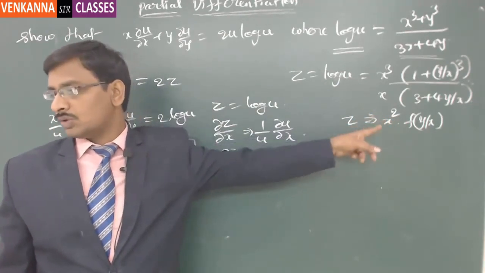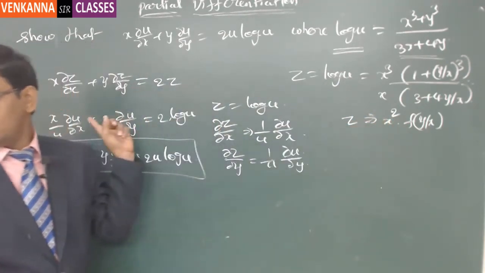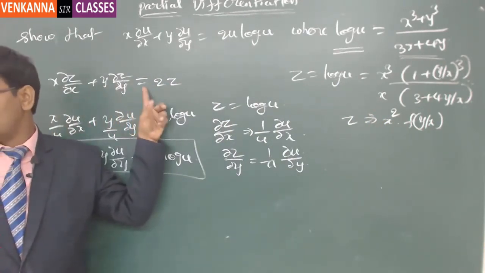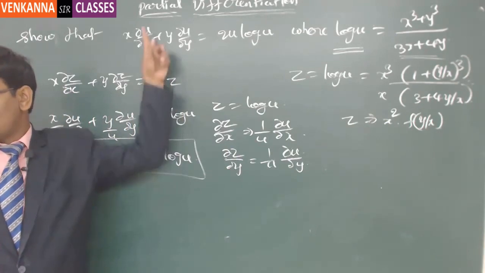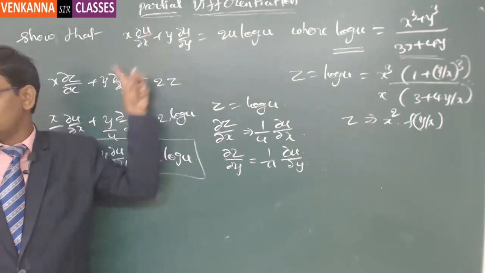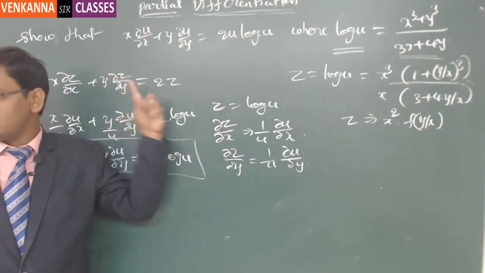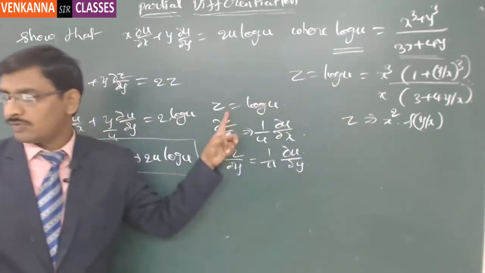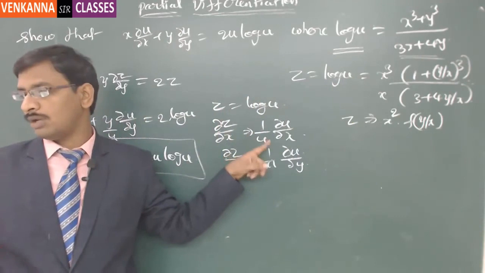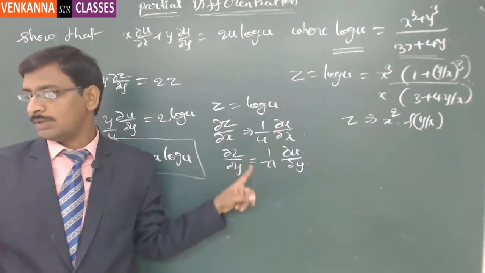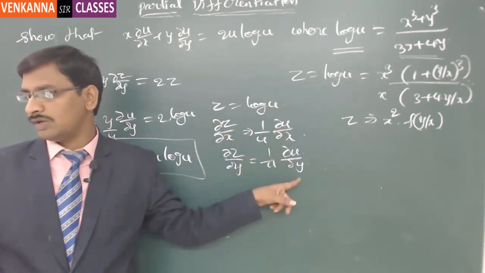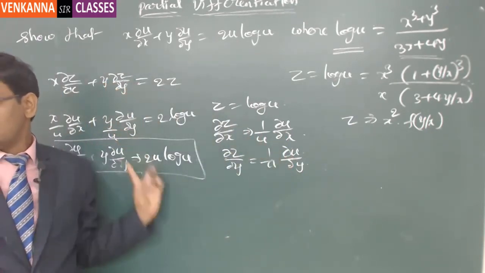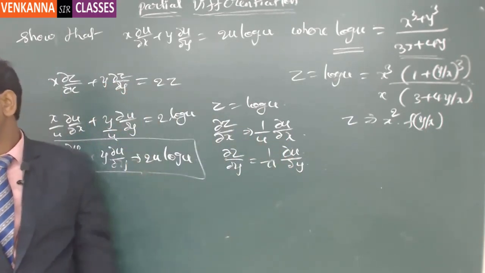Got it? So if I apply that, x ∂z/∂x + y ∂z/∂y = 2z, but what I want is in terms of u, and here what I got is in terms of z. The relation between z and u is z = log u. Now from this, ∂z/∂x = (1/u) ∂u/∂x, and ∂z/∂y = (1/u) ∂u/∂y. Now I will replace these values in this place, and you will arrive at this. Got it?